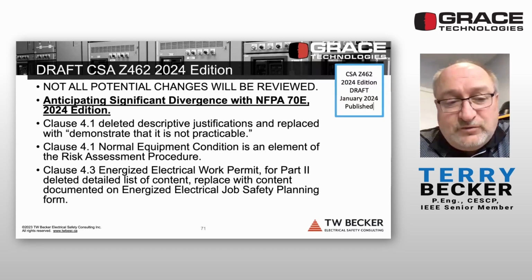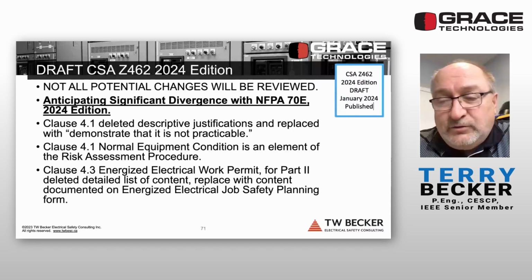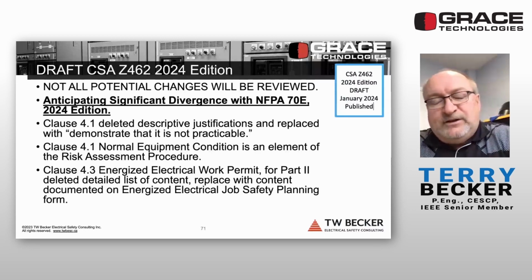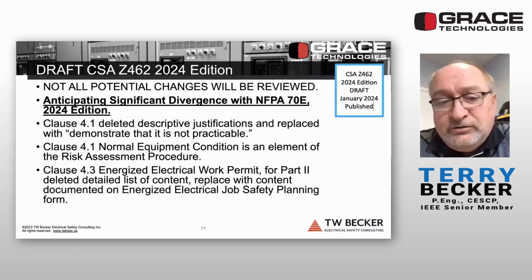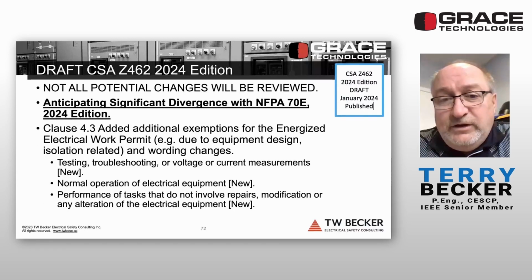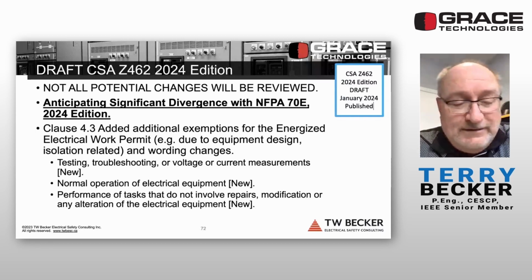Some of the changes we've made in Z462 that are not in 70E relate to clause 4.3, or Article 130, related to the energized electrical work permit. So we've modified Part 2 requirements that you have an energized electrical job safety planning form. You don't need to repeat all of the information in Part 2 from an energized electrical job safety planning form. You just indicate that there's a separate job safety planning form that would be attached and included with the energized electrical work permit. The biggest divergence is we've added additional exemptions to the permit, which I've promoted for a decade.